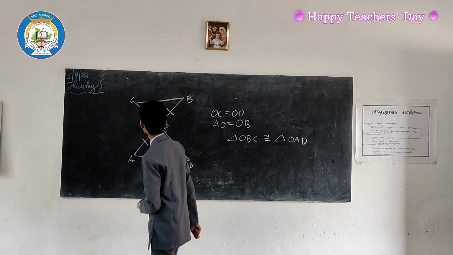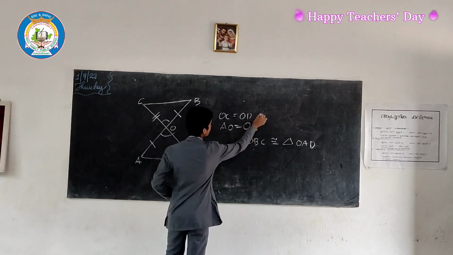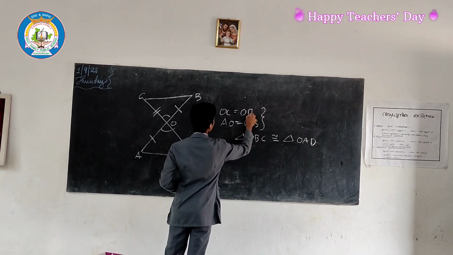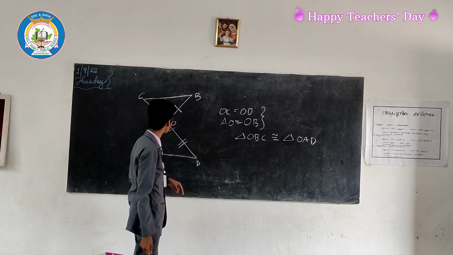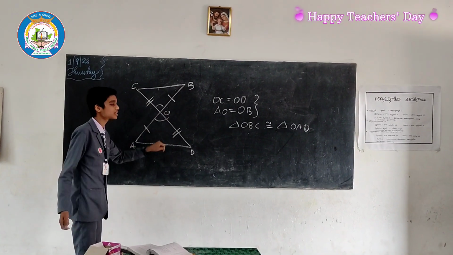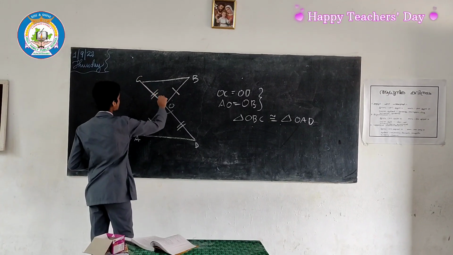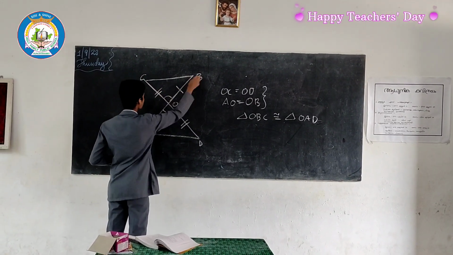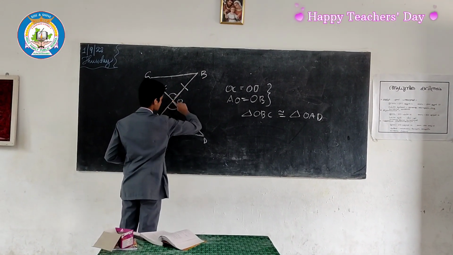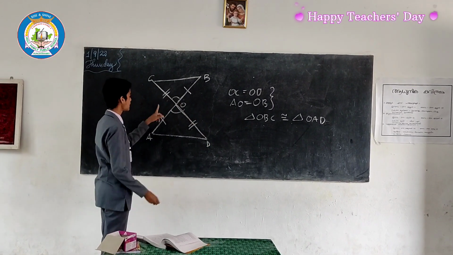Now how do we do this? We are given some basic information. OC is equal to OD and AO is equal to OB, which means that these two sides and these two sides are equal to one another. Now we know that angle COB is vertically opposite to angle AOD and they both are equal.